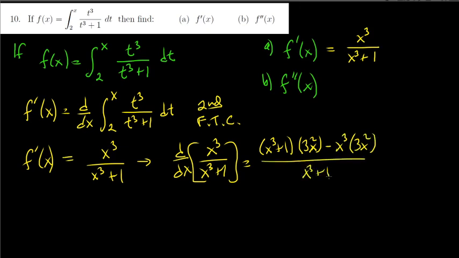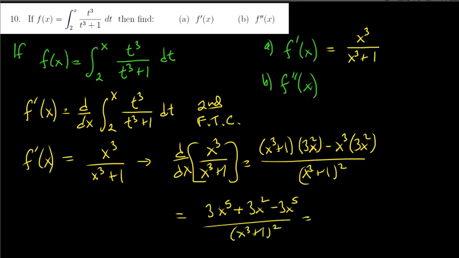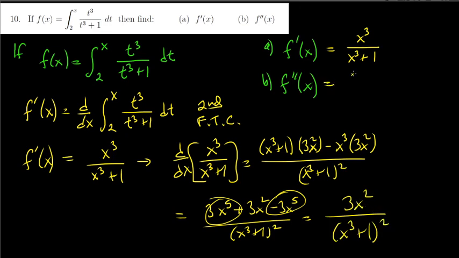And then the denominator squared. Oops, so that's a 3, that's a 2. So what do we get? We get 3x to the 5th plus 3x squared minus 3x to the 5th. So these cancel, and you just get 3x squared all over x cubed plus 1 quantity squared. So I think that does it.